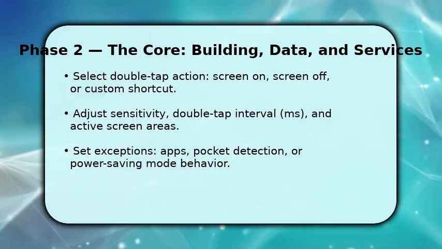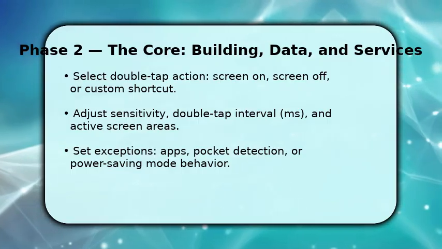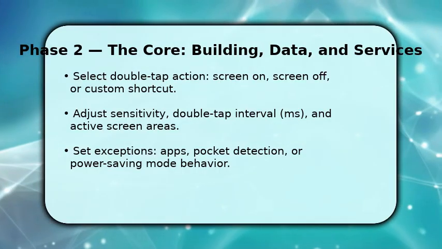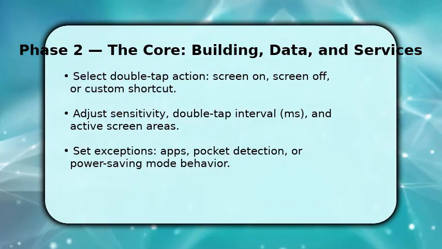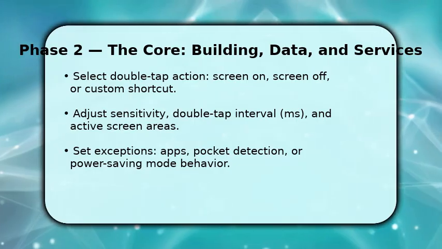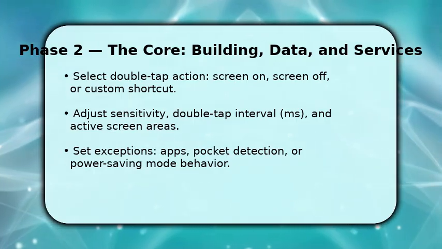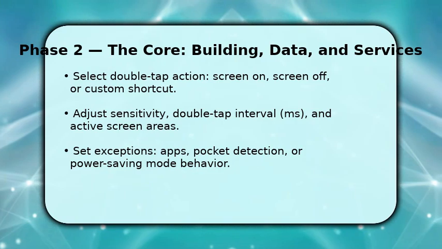Use active zones to limit taps to the top, center, or entire panel. This prevents accidental triggers. Also define exclusions, for example, disable gestures in specific apps or when battery saver runs, because that keeps the feature predictable.